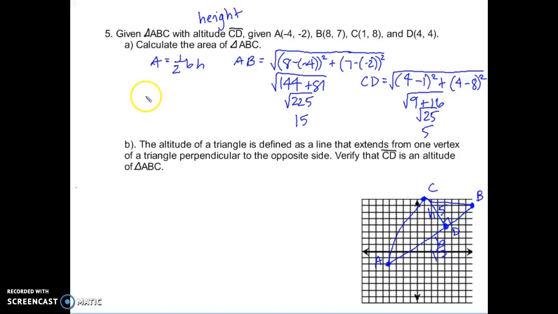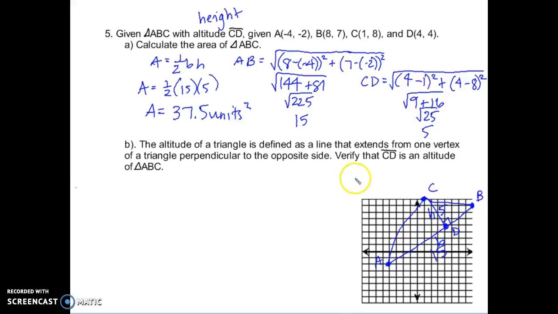So I'm just going to plug in 5 and 15 to my formula. So I've got 1/2 times 15 times 5. Alright, 15 times 5 is 75. Half of 75 is 37.5. And that's square units.